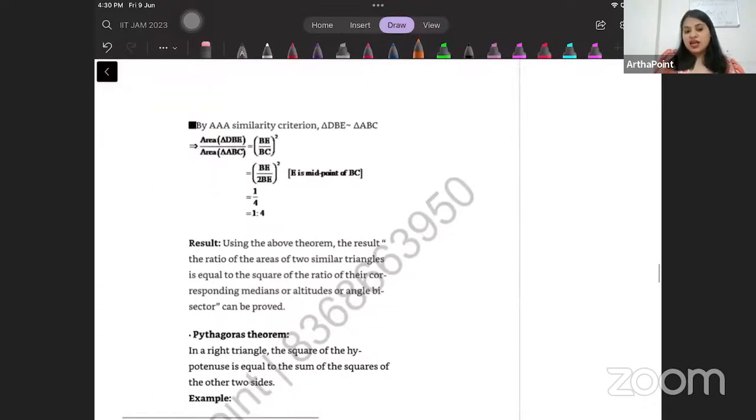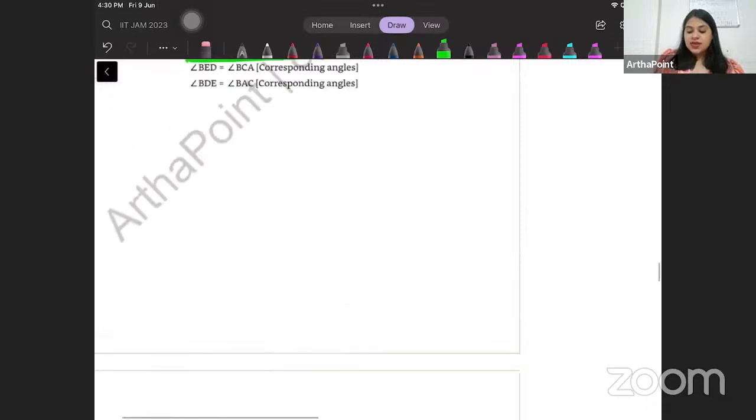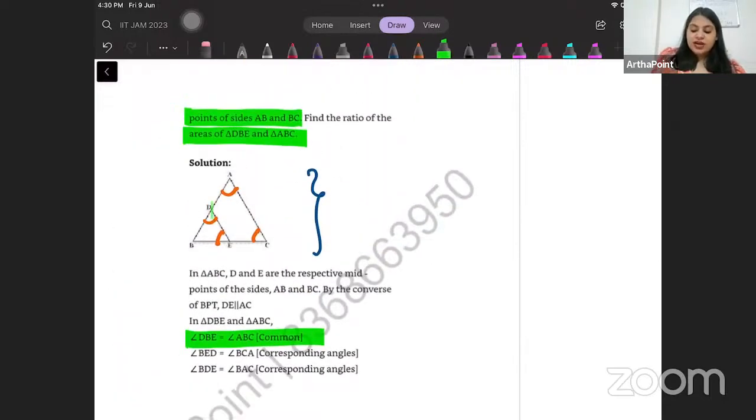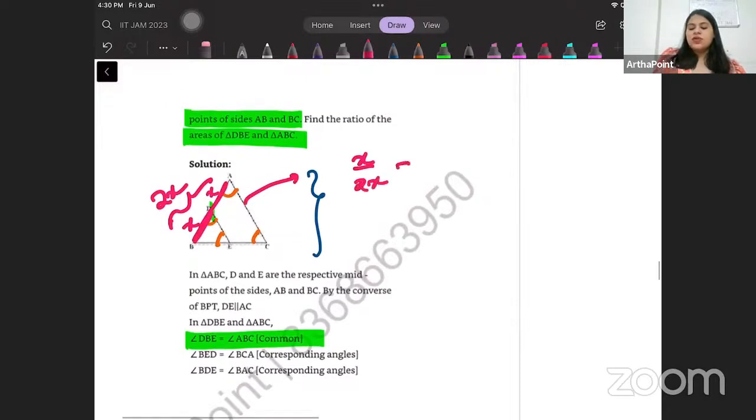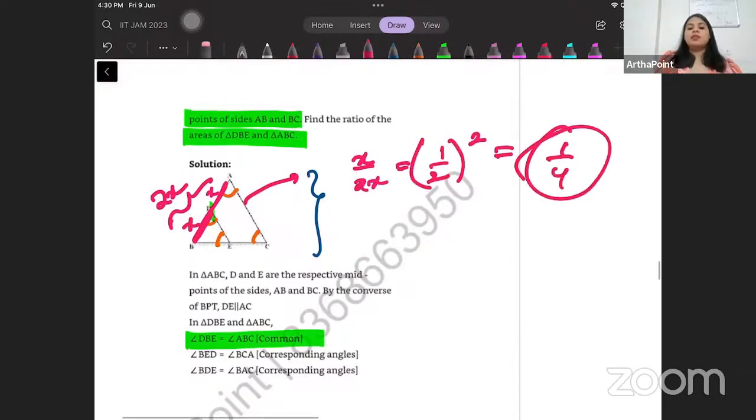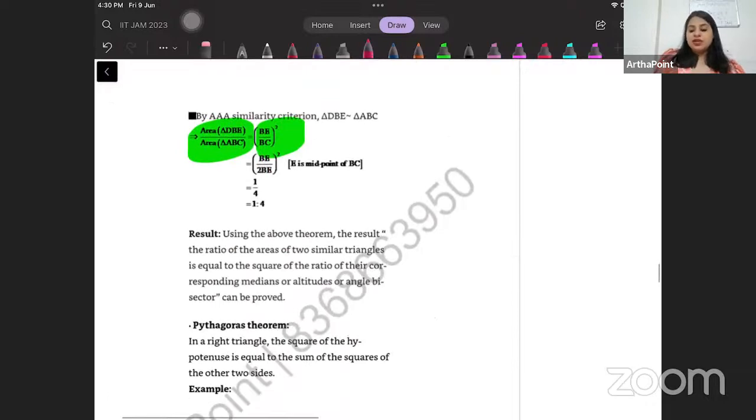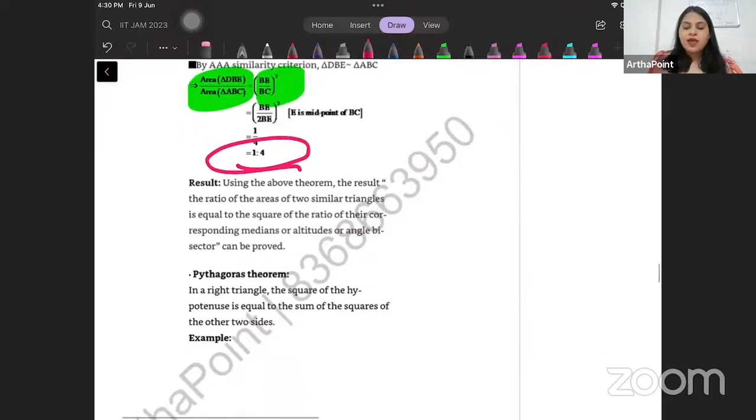And if the triangles are similar, then the area ratio should be equal to the square of the ratio of the sides. But D is the midpoint. So if this is x and x, then the side will be 2x. So the ratio of the sides will be x by 2x. That means 1 by 2. So the area has to be the square of this. So it will be 1 by 4. So the area ratio will be 1 by 4. That's the ratio of the area.